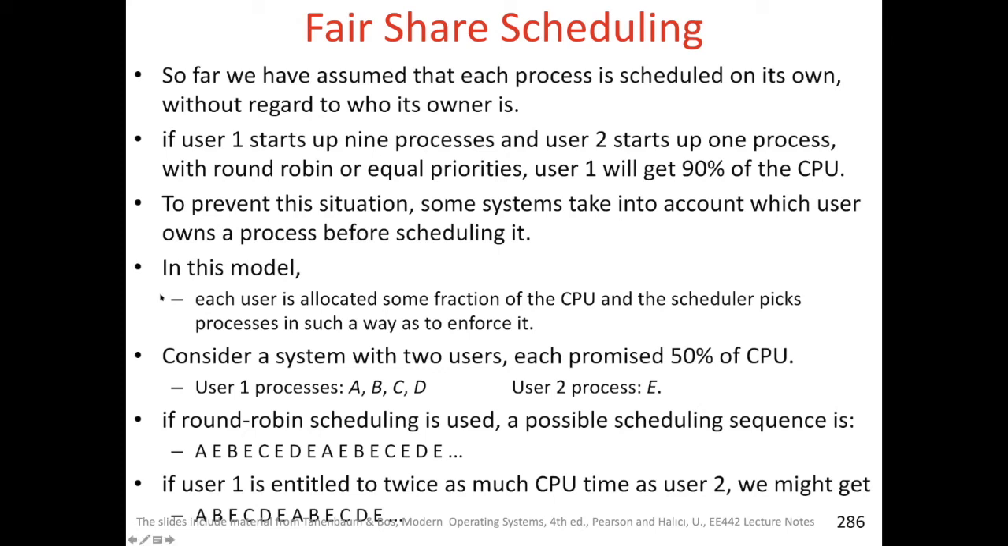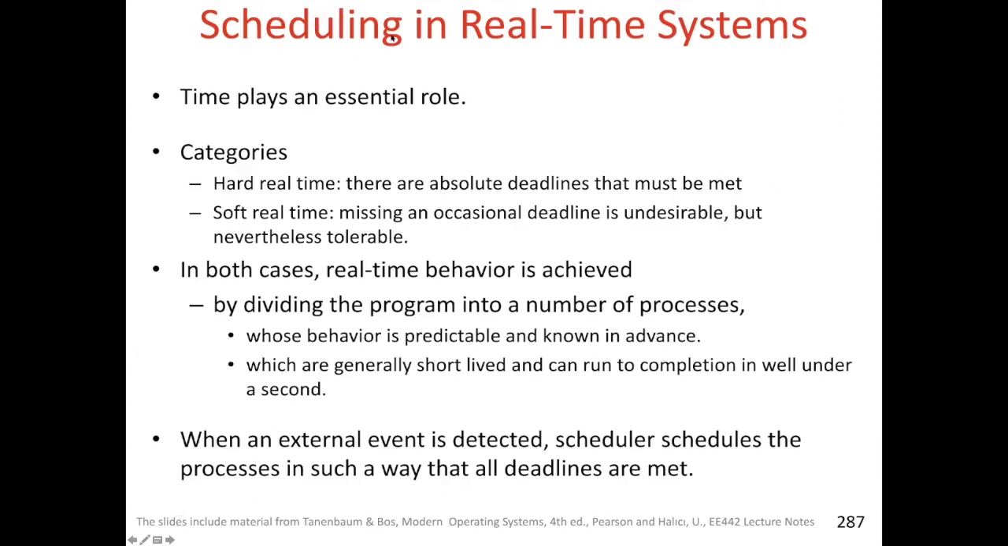In this model, each user is allocated some fraction of CPU and the scheduler picks processes in such a way as to enforce it. Consider a system with 2 users, each promised 50% of CPU. User 1 has processes A, B, C, D, user 2 has process E. If round-robin scheduling is used, a possible schedule sequence is A, E, B, E, C, E, D, E, and then A, E, B, E, etc. If user 1 is entitled to twice as much CPU time as user 2, we might get A, B, E, C, D, E, A, B, E, C, D, E.